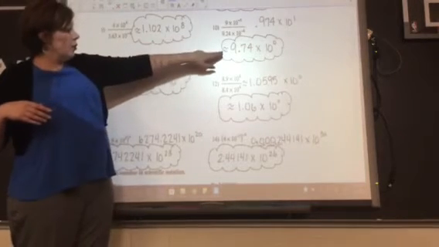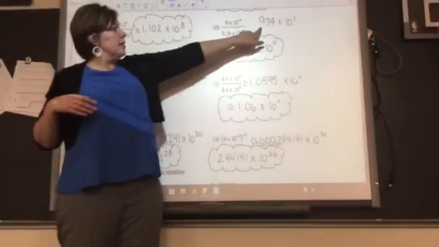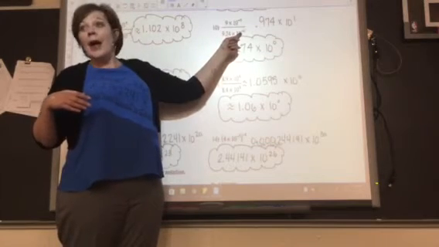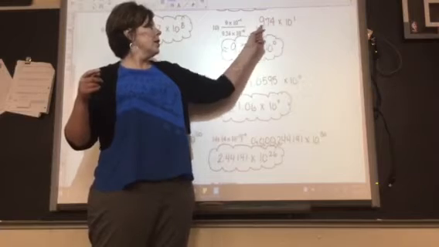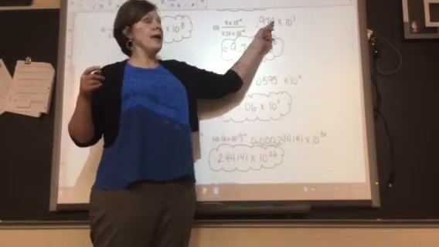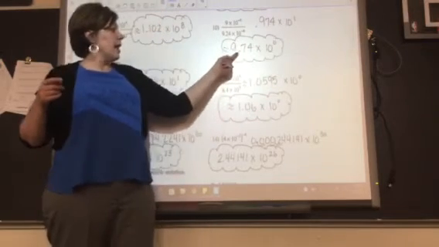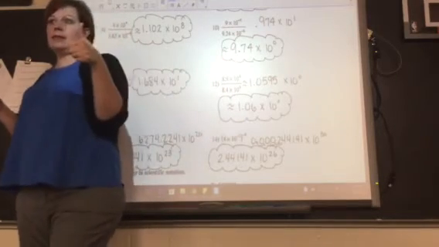Number 10, also, you had to round. So 9 divided by 9.24 is a 0.974. Negative 5 minus a negative 6 becomes negative 5 plus 6, which is 10 to the 1st. But this number is too small. I have to move it over once, so I'm taking away a decimal place. So 1 minus 1 is 0, so it becomes 9.74 times 10 to the 0. Are we good? Yes?